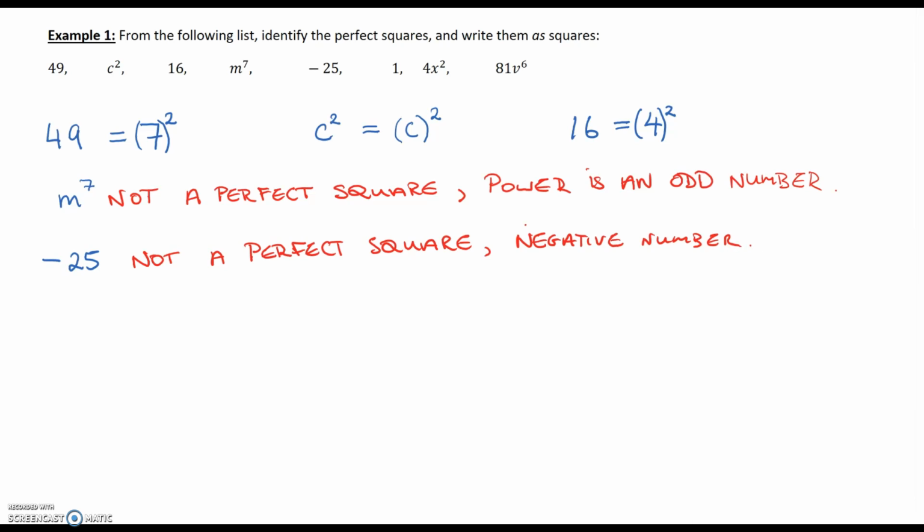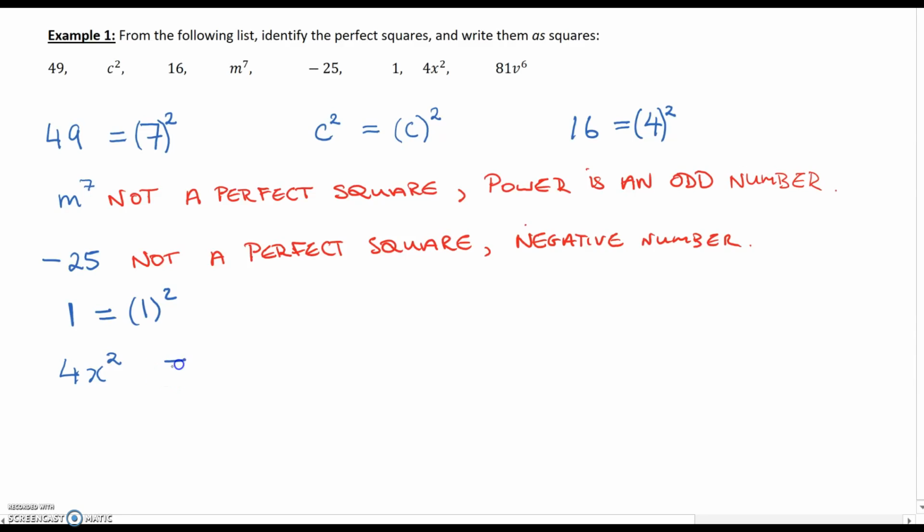Next, 1. 1 is a perfect square. 1 is equal to 1 squared. Now, the next two are important. We've got 4x squared. Well, 4 is a perfect square, and x squared is x times x, so that's a perfect square.